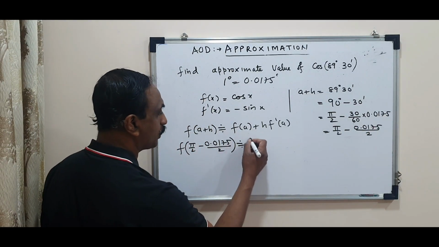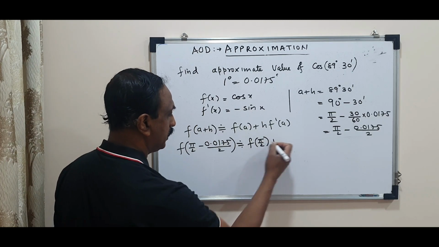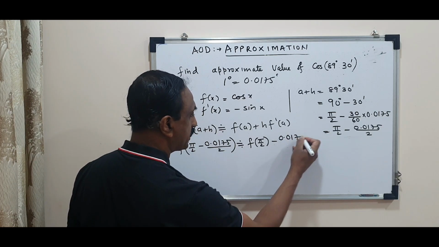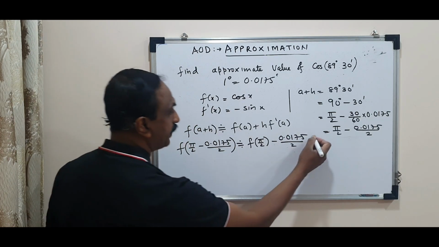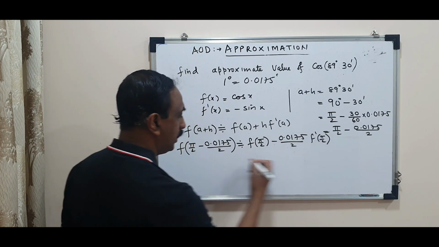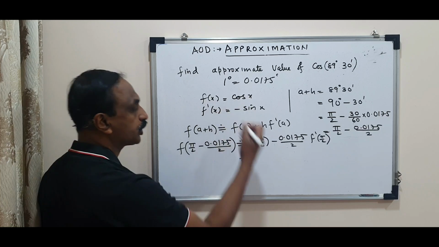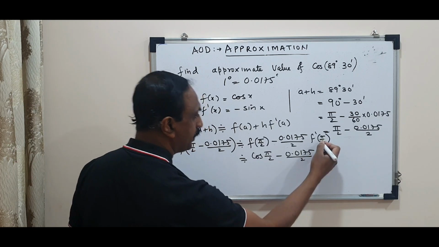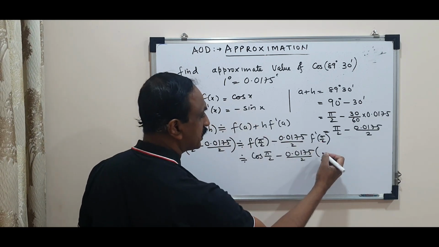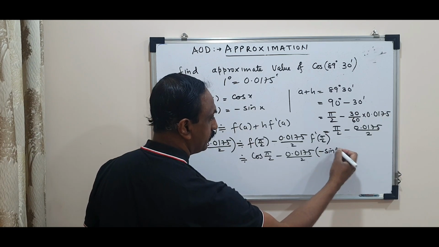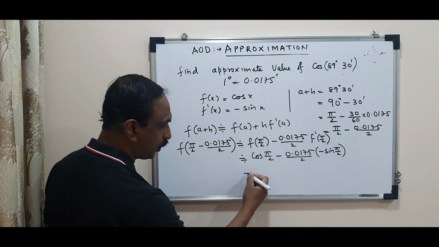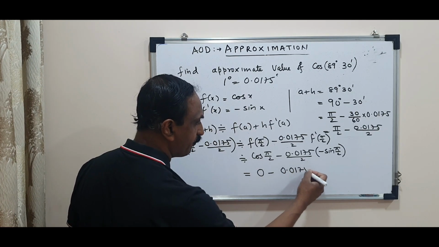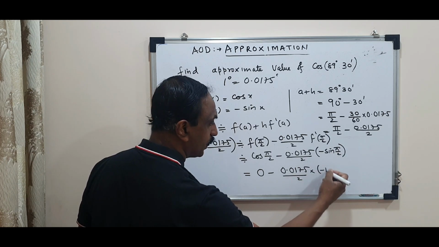That is approximately equal to f of pi by 2 plus h, where h is minus 0.0175 by 2, into f dash of pi by 2. f of pi by 2 is cos pi by 2, minus 0.0175 divided by 2 into minus sin pi by 2. Cos 90 is 0, so cos pi by 2 is 0, minus 0.0175 by 2 into minus 1.